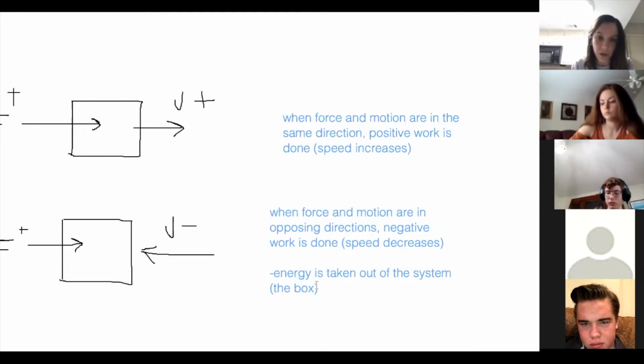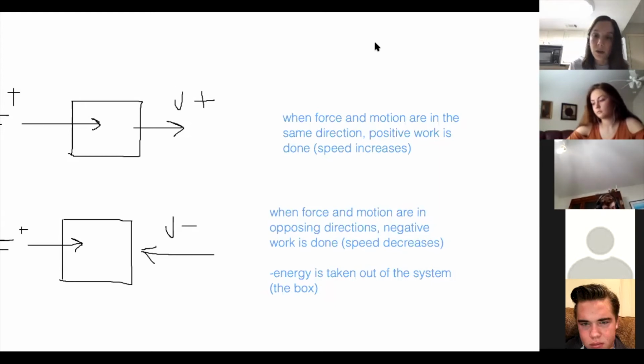So energy has to go somewhere. Either it goes in or out of a system. And if it goes out of a system, it's negative work. Does everybody have this down?